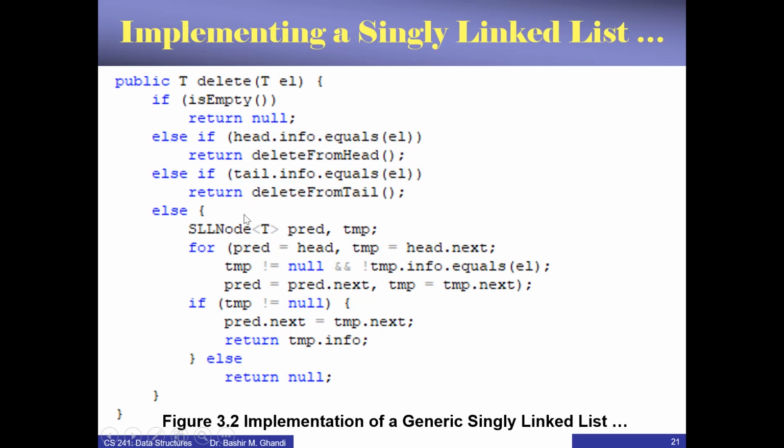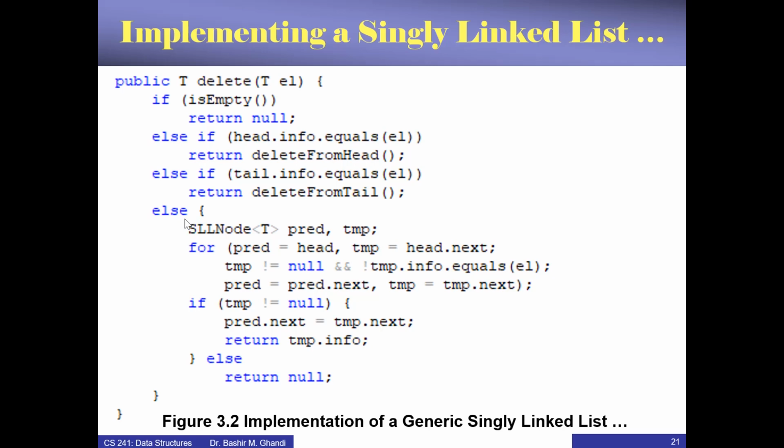Okay. The last scenario is the typical one. The node we are trying to delete is somewhere in the middle of the list, or it may not exist at all. Okay, so we have to do a search from the second node until maybe the second last node. If we found it, we do the deletion. Otherwise, we return null if we don't find it.